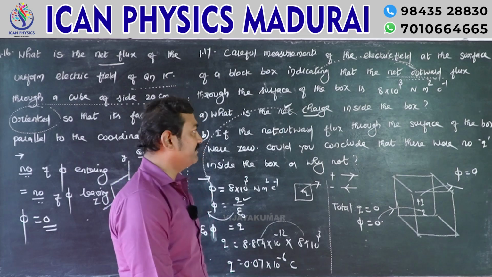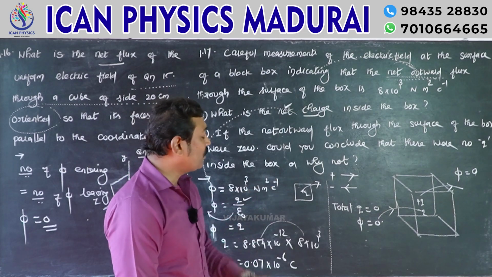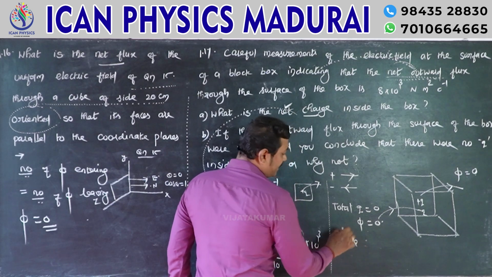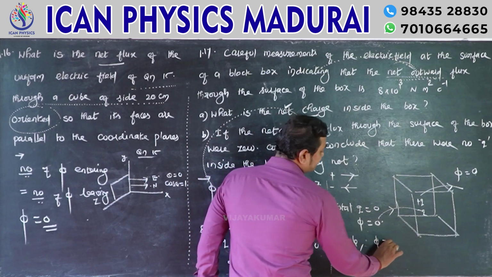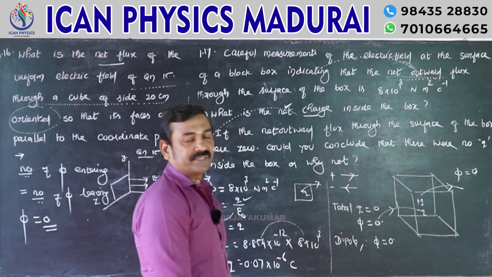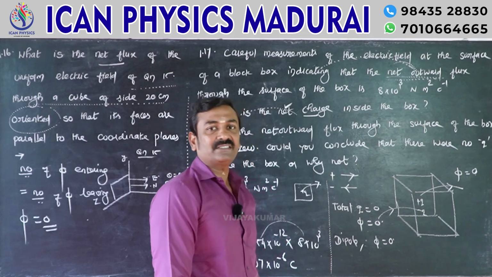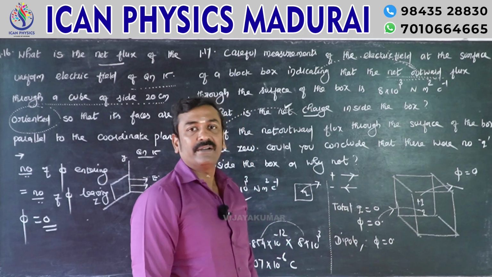This is the first way. The second one, if it is a dipole, then the flux is also 0. If there is no charge, then the flux is also 0.